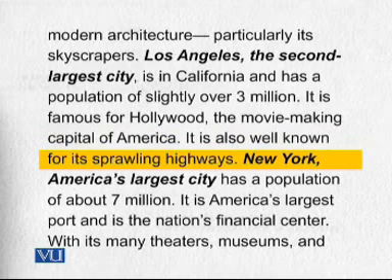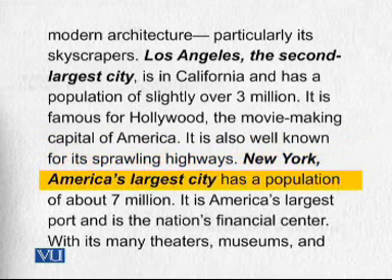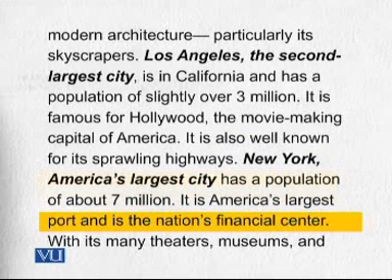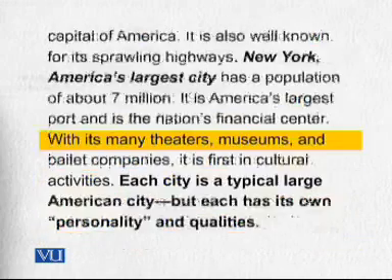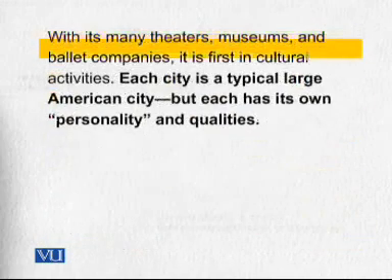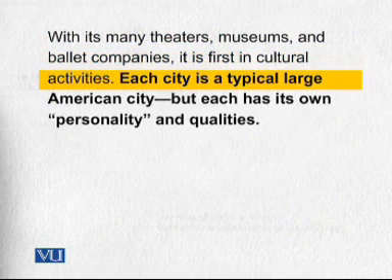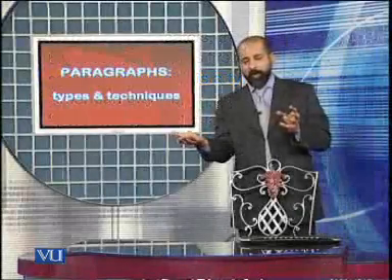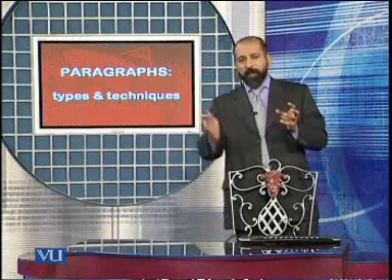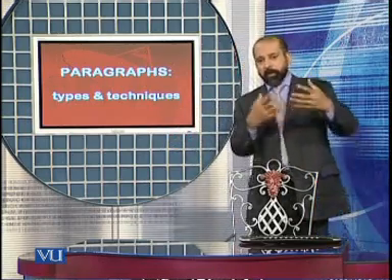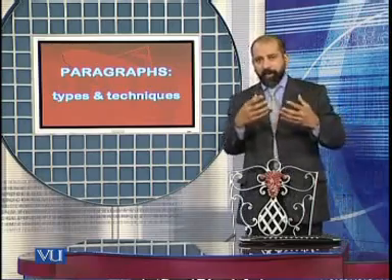After this comes our third point. New York, America's largest city, has a population of about 7 million. It is America's largest port and is the nation's financial center. With its many theaters, museums, and ballet companies, it is first in cultural activities. After this, you would see the 3 cities we have talked about. And did you see the difference? Because you have tried simple listing paragraphs at home. Over there, you were just mentioning them 1, 2, 3. And in here, you talked about the smallest of the 3, the largest, the second smallest, or the second largest. This is how you talked about it.